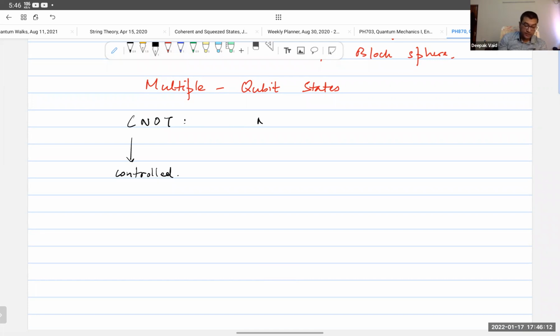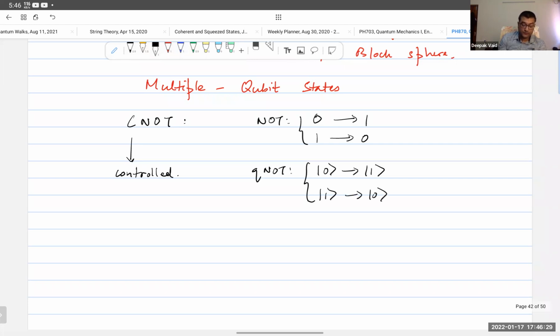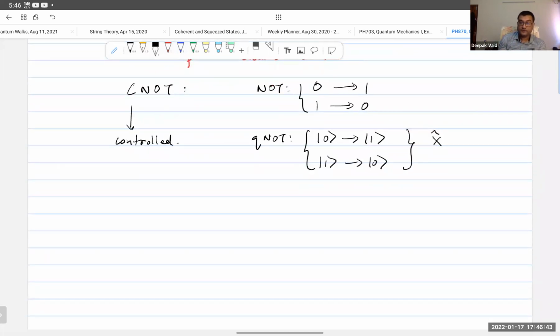Now, what is the NOT gate? The classical NOT gate takes 0 to 1 and 1 to 0. So the quantum NOT gate should take 0 to 1 and 1 to 0. And which gate does this? The Pauli X gate does this. The Pauli X gate swaps the two components. So now let me first draw the circuit, and then I will explain to you how the circuit is working, okay?